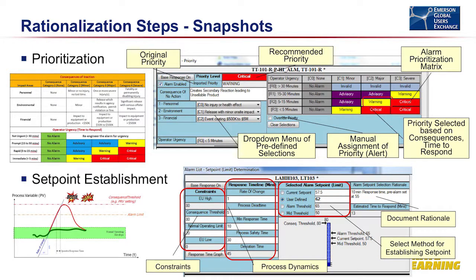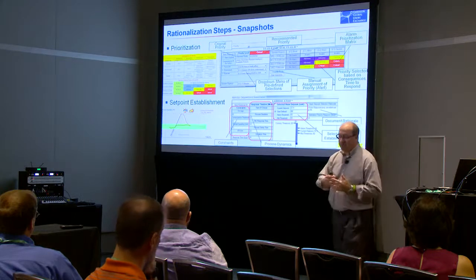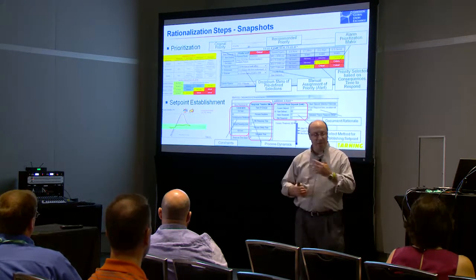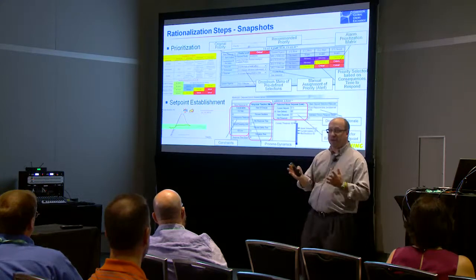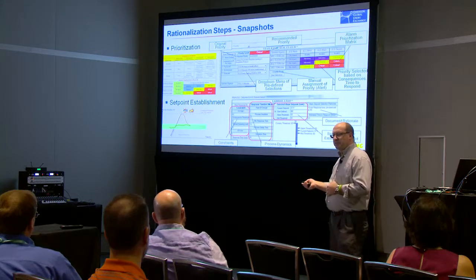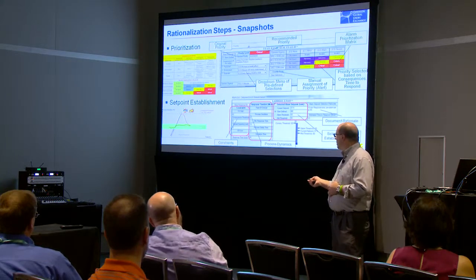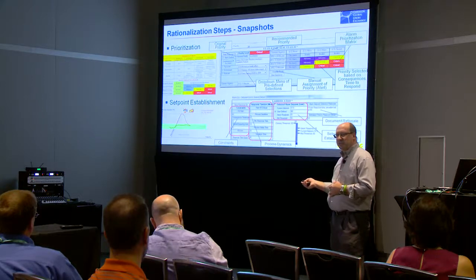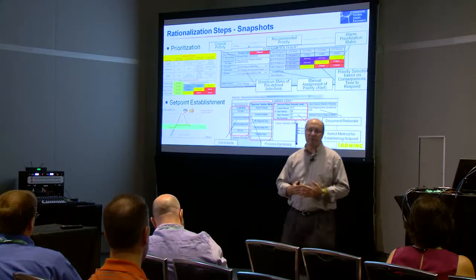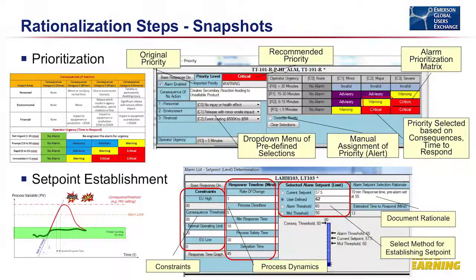Down here, we're looking at establishing the alarm limit. And different from when I used to do projects, we don't set alarm limits at 80% of engineering range and 90% of engineering range and let them ride like that. We say, well, what are we actually trying to prevent? There's a consequence we're trying to prevent by this alarm. When does that consequence occur? That's the consequence threshold. Let's set the alarm limit in relation to the event we're trying to prevent from happening. And if we know the rate of change and some of the other process dynamics, that helps us set an appropriate limit that gives the operator enough time to respond.